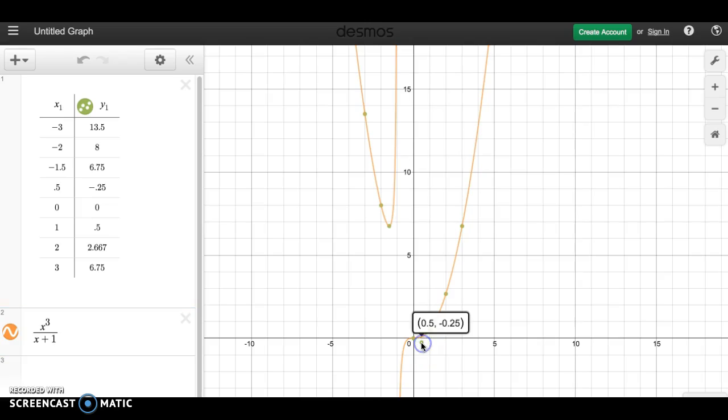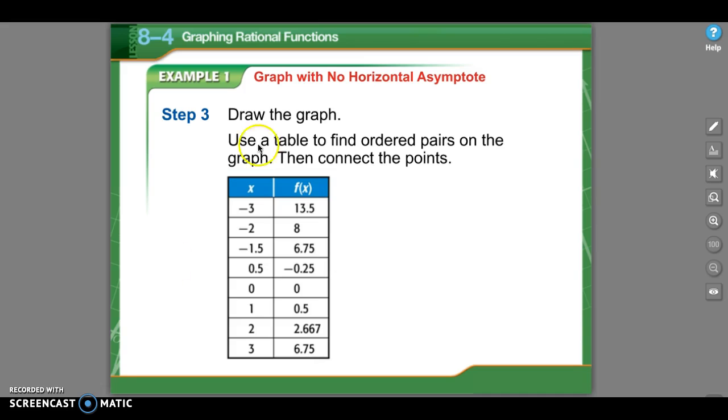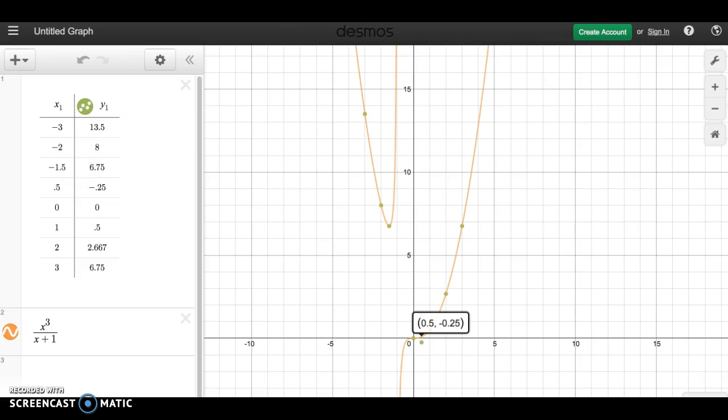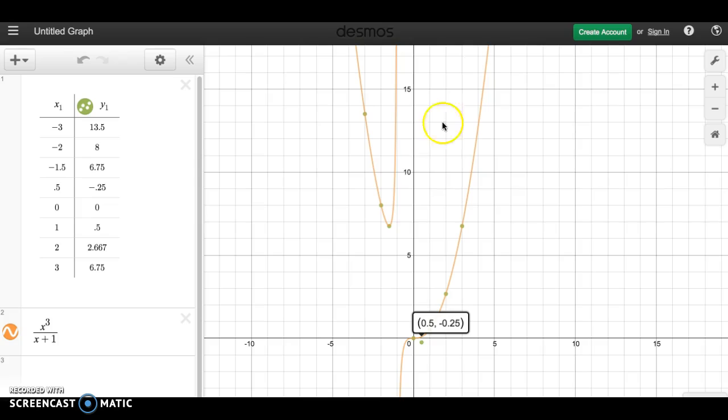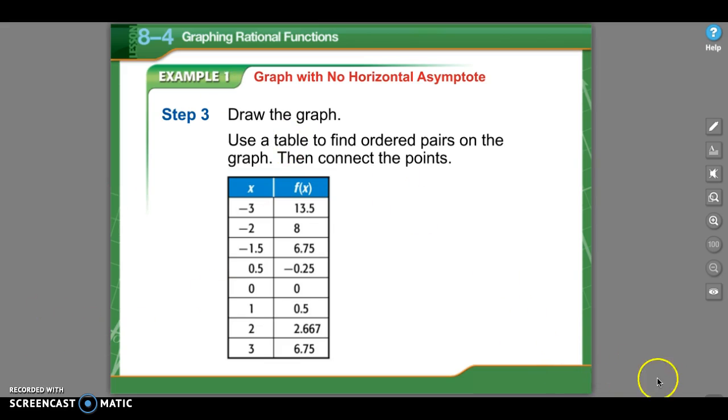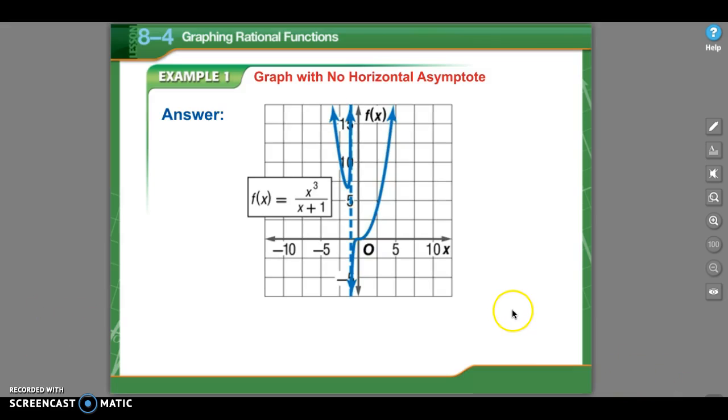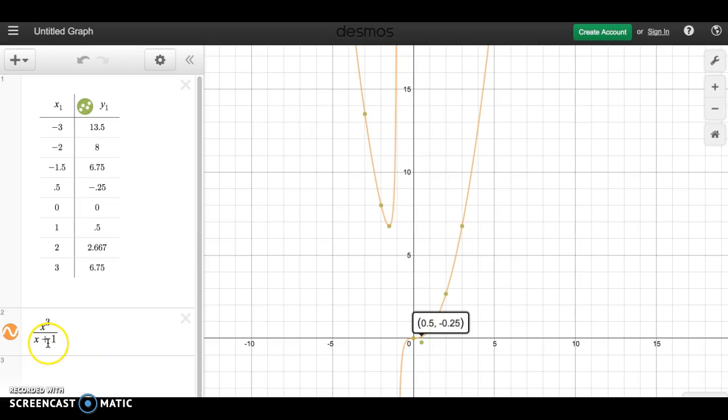Did I graph this point wrong? 0.5, -0.25. Let's make sure I put all these other numbers down correctly. -2, 8, -1.5, 6.75, 0.5, -0.25, 0, 0, 1, and 0.5. Maybe I typed the function wrong. Let me go to the next screen over here. x cubed over x plus 1. Huh.